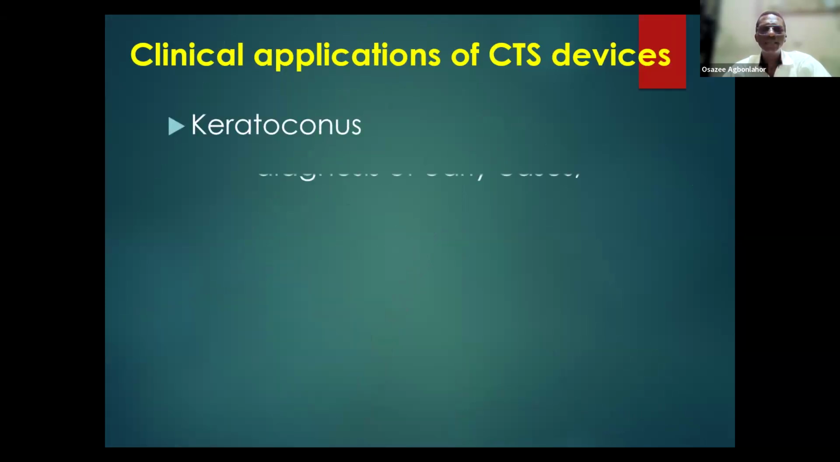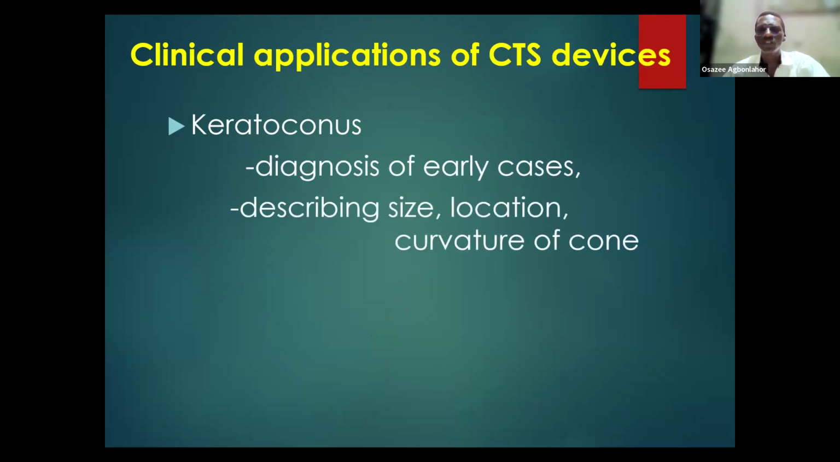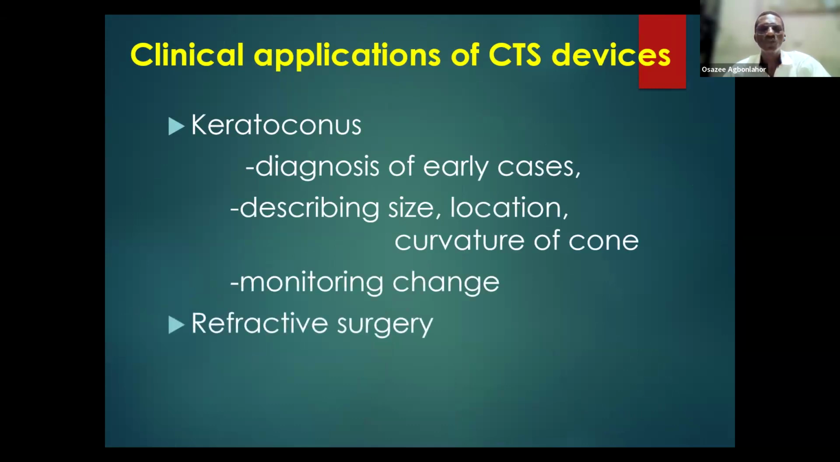So you can apply this procedure for keratoconus, to detect keratoconus early, describing the location of the cone or the nipple, as I explained earlier. Monitor changes by the use of your map, as your Belin-Ambrosio display. It is also used for refractive surgeries and contact lenses, like I mentioned earlier.